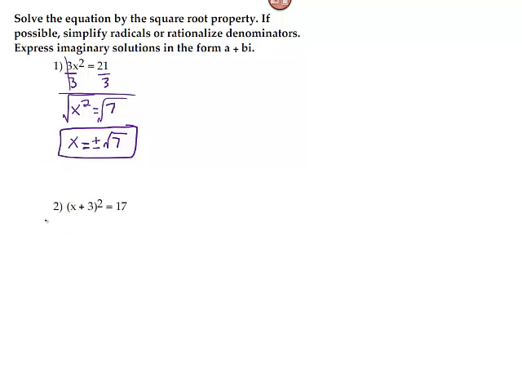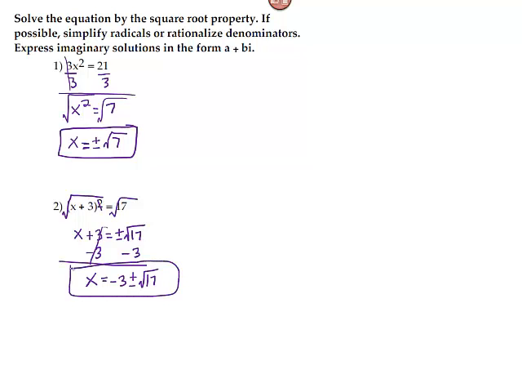On number 2, it looks a bit more complicated, but it's really not bad. You just square root both sides because everything on the left side is squared. We can do that. We can just square root both sides. It gets rid of that squared so that all we're left with on the left is x plus 3. Since we took a square root, we need a plus or minus square root of 17. So we subtract 3 from both sides. Now we can't actually put these two numbers together because one's a radical and one's not, so we just write them next to each other as negative 3 plus or minus square root of 17, and that's our answer.